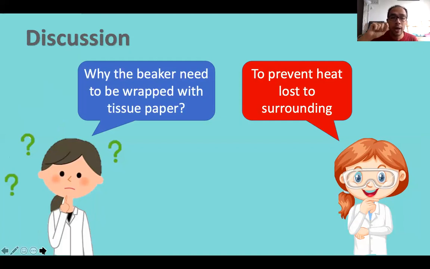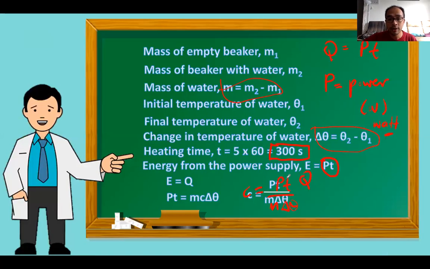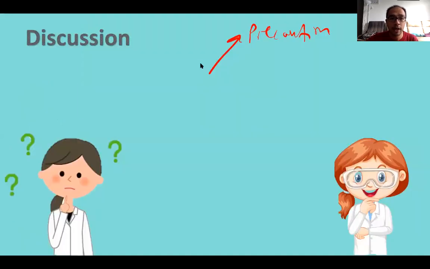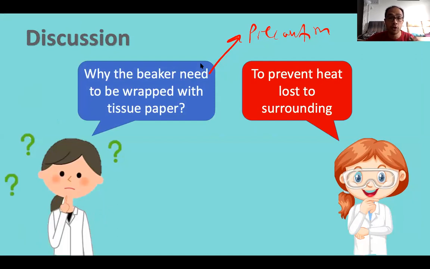But in the experiment, we have to take precaution steps. Langkah berjaga-jaga. So the precaution step is we wrap the beaker with tissue paper, because we don't want the heat to escape to surroundings. And that's why we can make this assumption when we use this formula, that there is no heat loss to surroundings. I think this is the fifth time I'm saying this already, but it's a very important assumption. Number one, it keeps getting asked in exams, and number two, people always tend to forget this assumption. So don't forget it. And that's why we wrap the beaker with tissue paper.